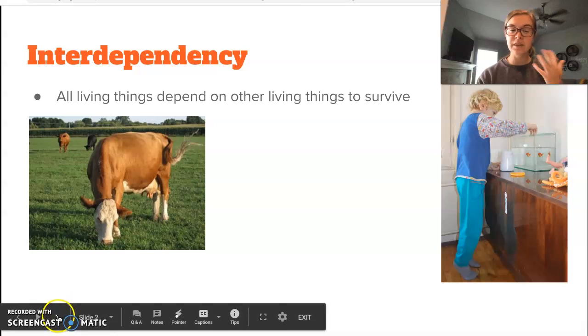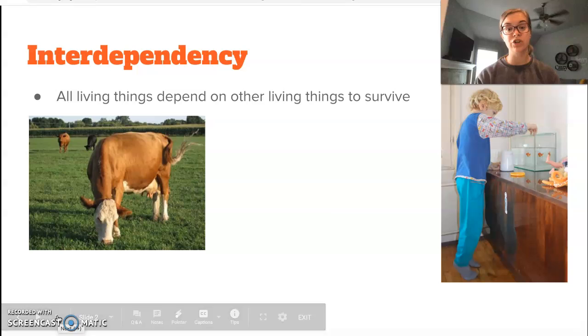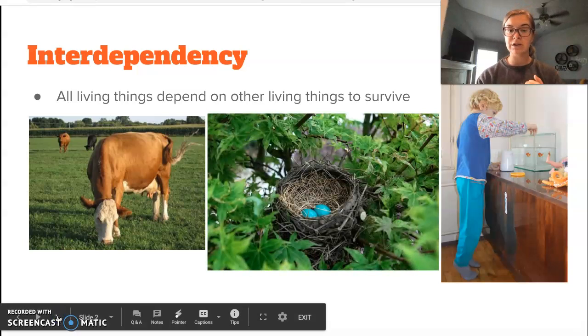And living things can depend on other living things for more than just food. They can also depend on them for shelter. So if you look at this bird nest with the eggs in it, it is depending on a tree to hold up the nest. So the bird depends on the tree for shelter, for its eggs and for itself.